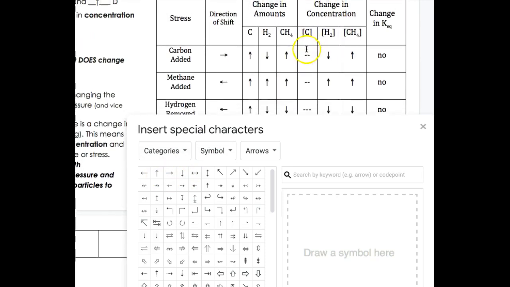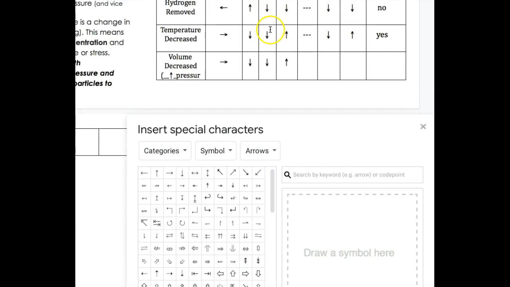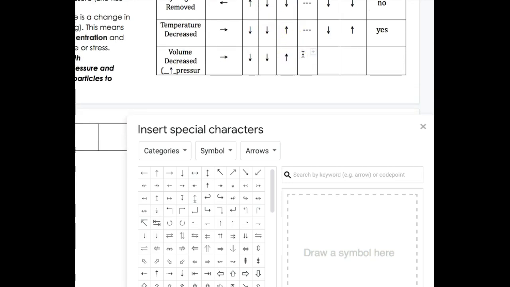The concentration of carbon is unchanged because it's a solid. And because these concentrations change, they're going to be directly proportional to their amounts. So that means this is going to go down and this is going to go up. Okay, so the amount goes down, the concentration goes down, the amount goes up, the concentration goes up. And the equilibrium constant is not changed because the temperature is not being changed. And this closes the unit for equilibrium.